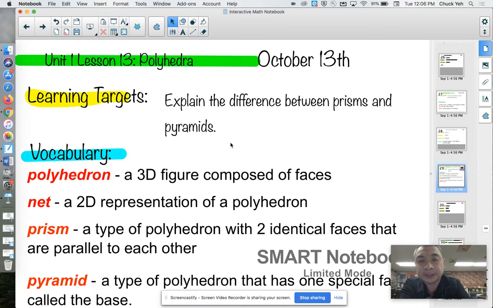Today is October 13th. This is what we did today in math. We started on Unit 1, Lesson 13, Polyhedra. Explained the difference between prisms and pyramids. These are our vocabulary words.